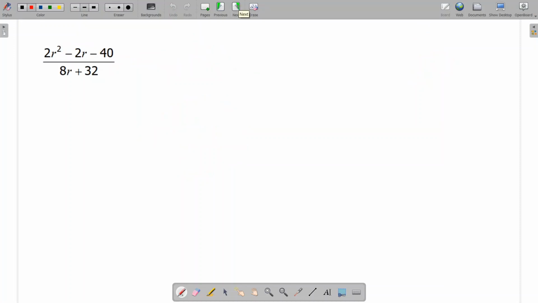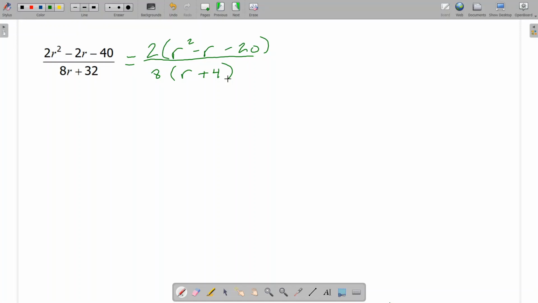Okay, I want you to pause the video here and try to simplify this rational expression. All right, so in the numerator here, the first thing that I want to do is look for a GCF and then see what else can be factored from there. I notice that the numerator has a GCF of 2. And that leaves me with r squared minus r minus 20. So that's my numerator. In my denominator, I have a GCF of 8. So if we factor 8 out, that leaves us with r plus 4.